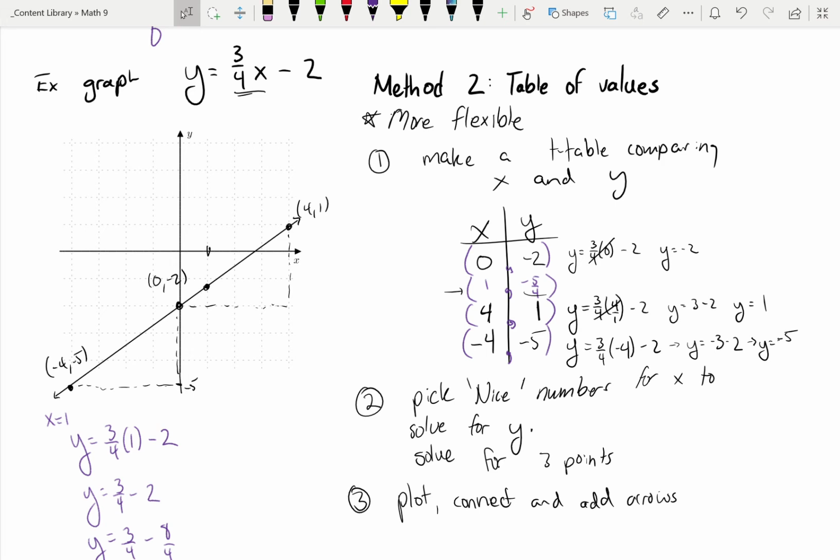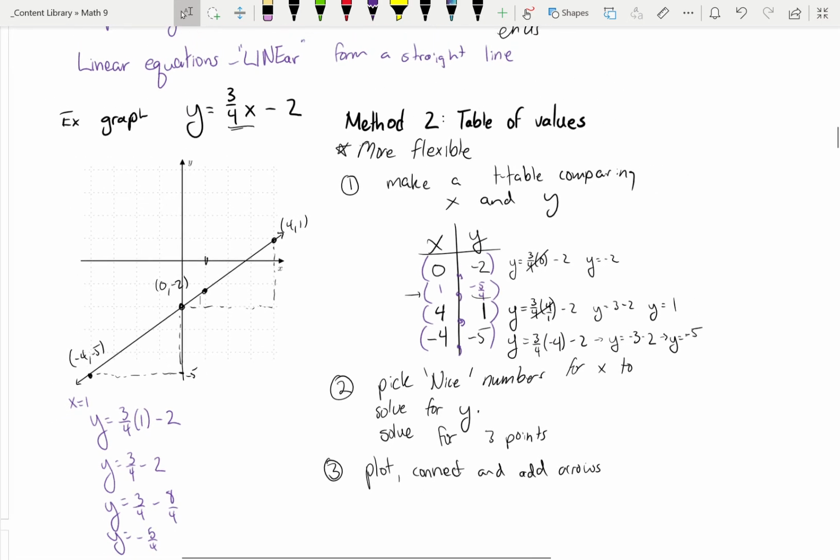The reason why this works nicely is if I don't get nice numbers to start with, I can pick values that make my line much easier to graph. I don't have to really rely on that slope being a nice value. Okay, so these are the two methods. They have their strengths and weaknesses. I would encourage you to learn both.